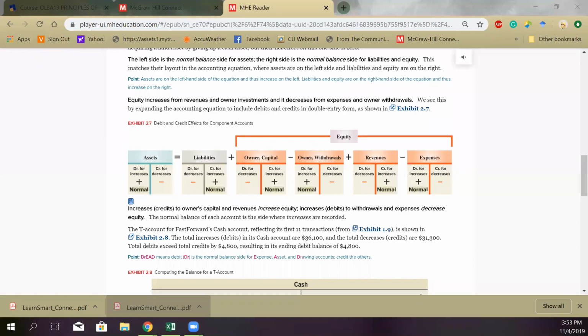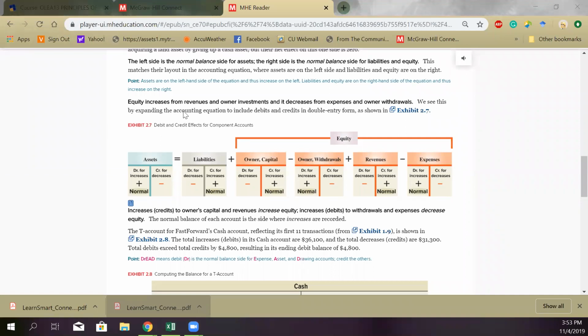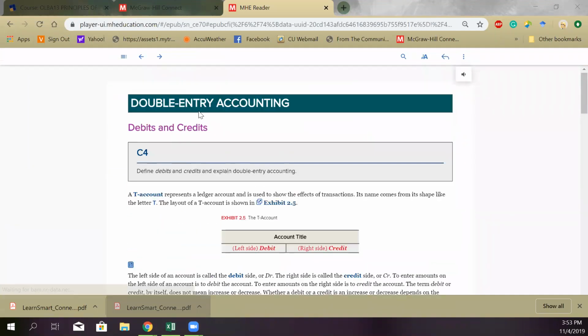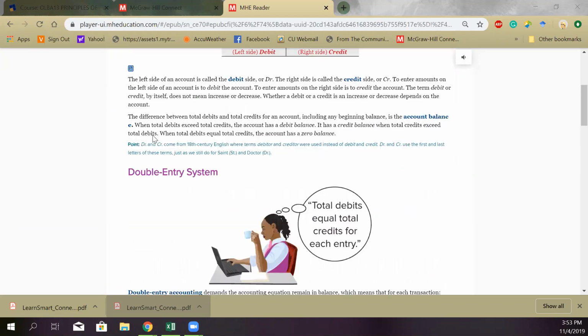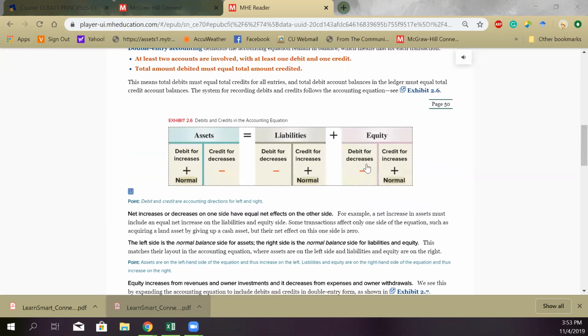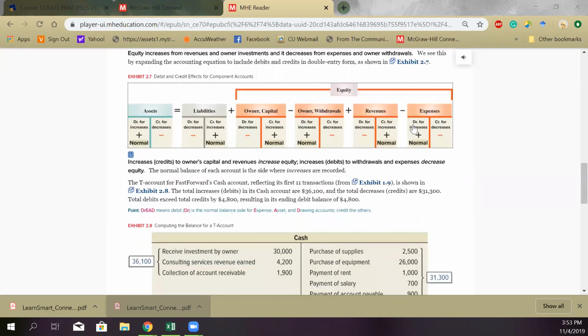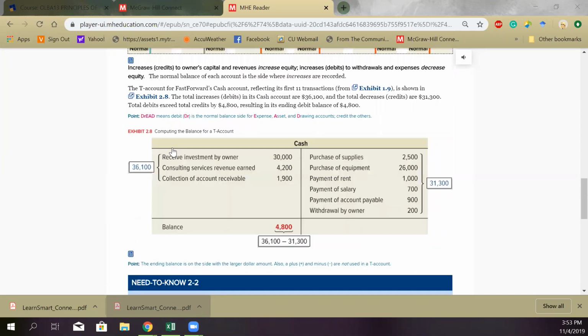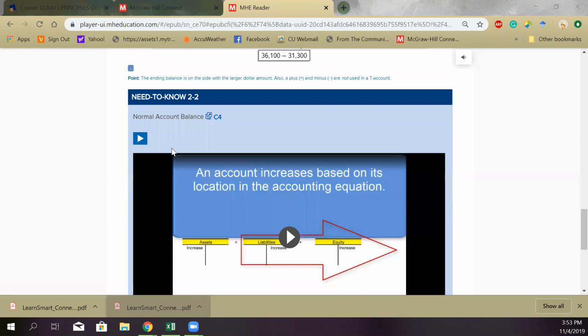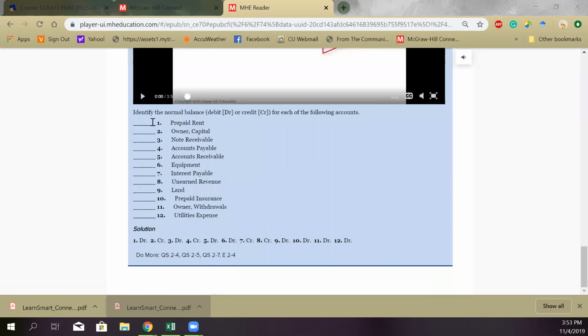Moving on with chapter 2, we've already talked about T accounts. I want to take you back in the book and show you that the T account debit and credit section does go through the rules for debit and credit. They go through all the various types of accounts and show you where the increase and decrease side is. The need to know, I love to push those. These are the types of questions that might be asked of you.